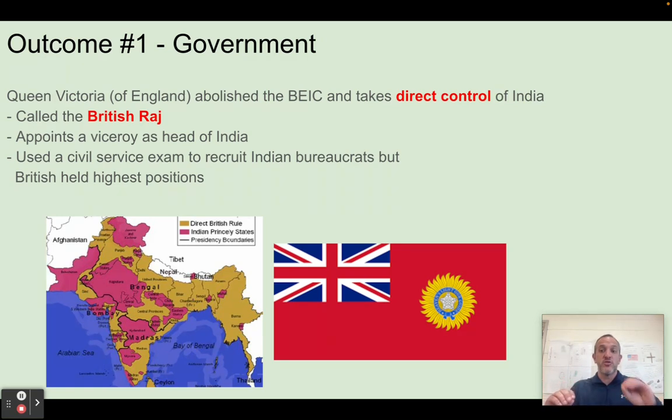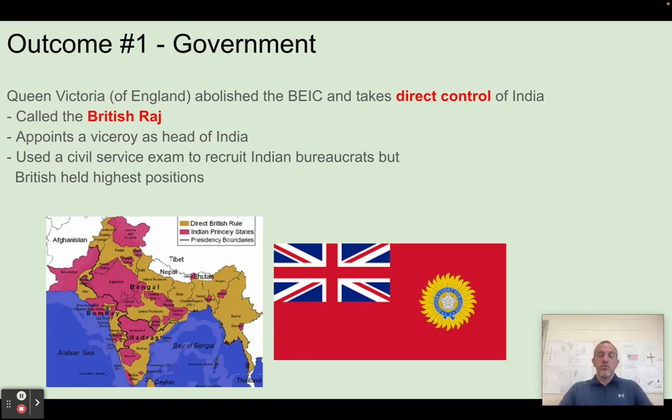They make all the decisions. The people of India are now loyal, or supposed to be loyal, to the directives of the Queen and of Parliament in England. They call this new government the British Raj, and this is the flag of the British Raj. You can obviously see the British flag here, and then this is more of a traditional Indian piece right here. They appoint people to be in charge of India.